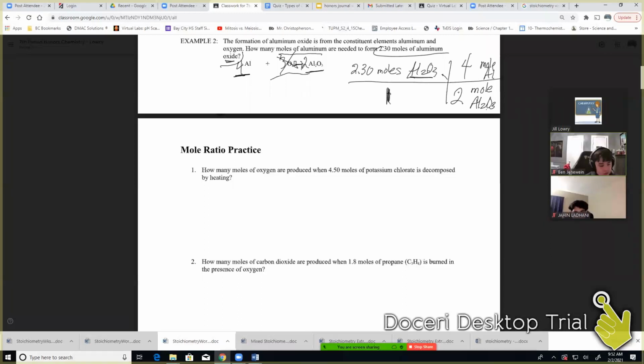2.3 times 4 equals, and then divide it by 2. How many sig figs do I need? 3. So 4.60 moles of aluminum.